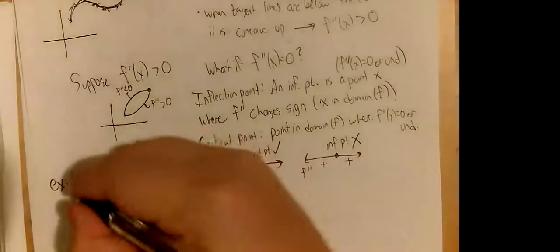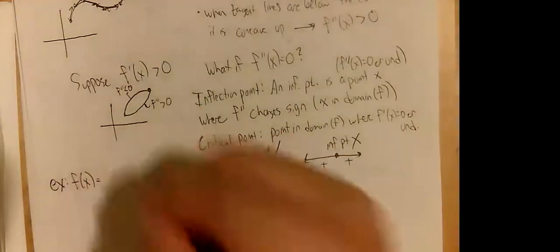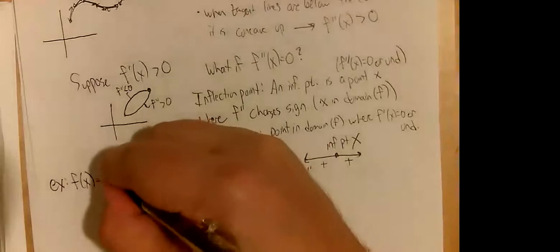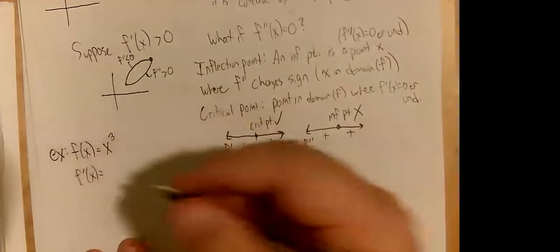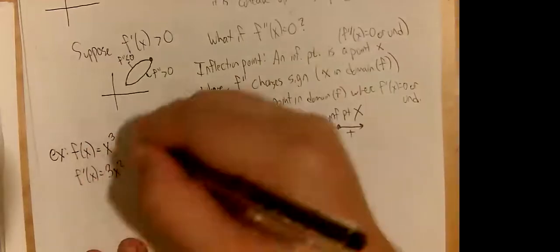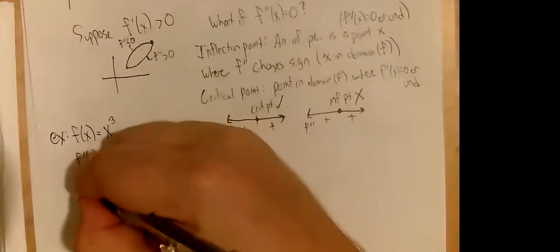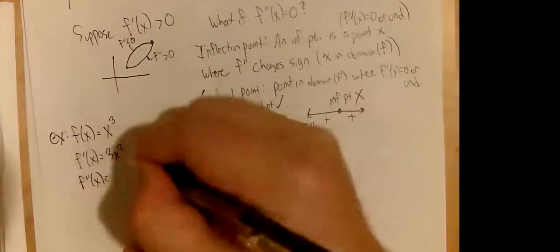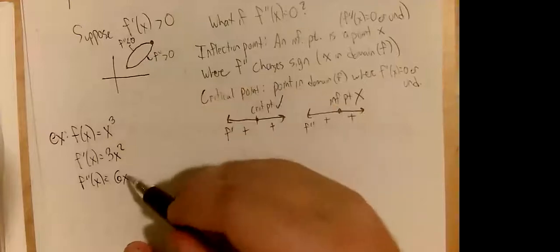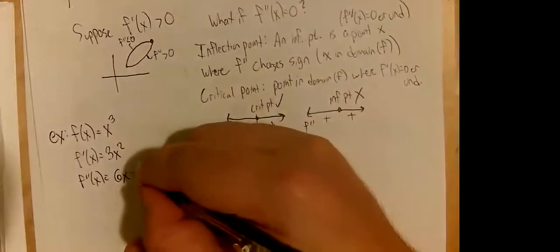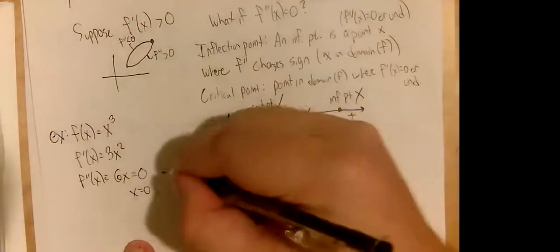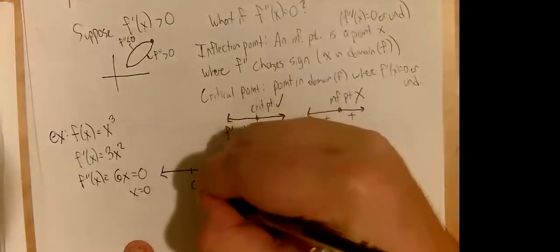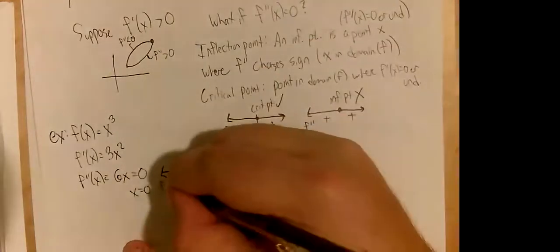So let's say that f of x is going to be x cubed. Let's see if we can find an inflection point, if it has one at all. And just like critical points, we don't need to have an inflection point. F prime is 3x squared, and f double prime is going to be 6x. All right, well, obviously this is going to be defined everywhere, but clearly it's going to be 0 at x equals 0. So if we draw a number line here, we put 0 here.